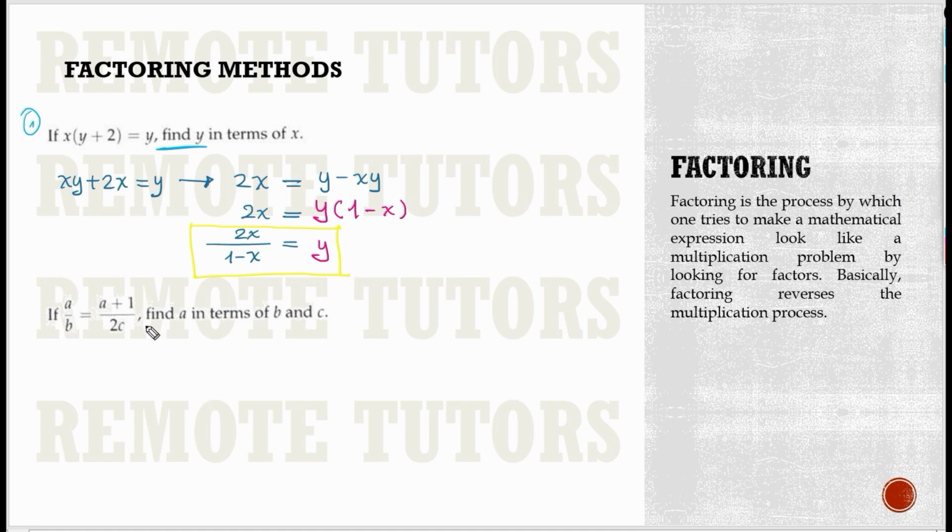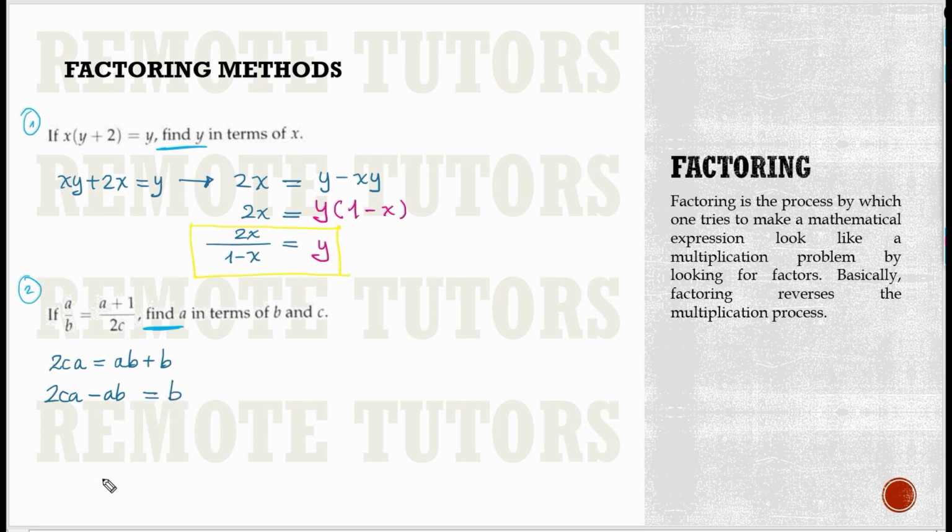Now, in the second one, example number 2, we have to solve for a. So the first step will be to cross multiply. That is the strategy that we will follow. Cross multiply: 2c times a equals ab plus b. The next step is to put together all the a terms on one side. So I will subtract ab from 2ca. 2ca minus ab equals b.